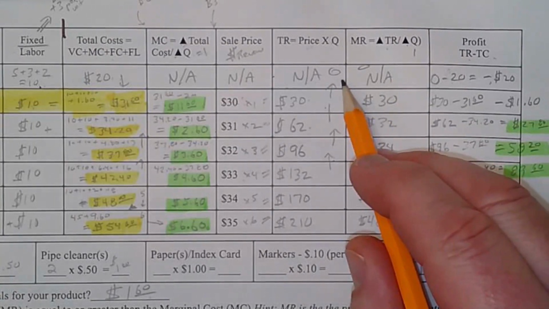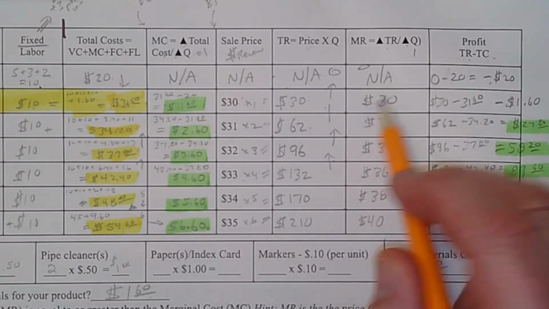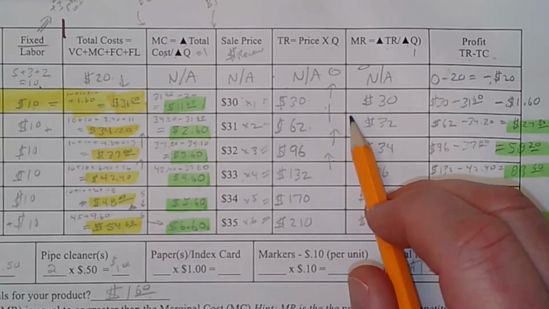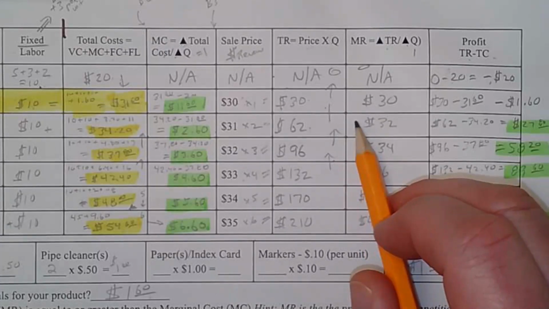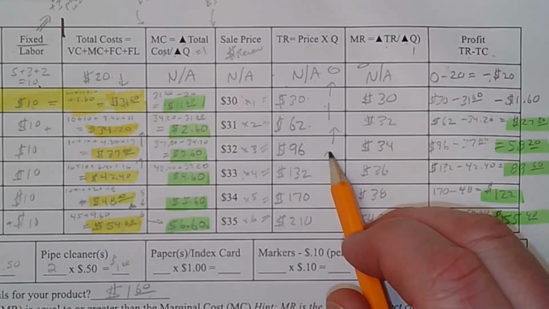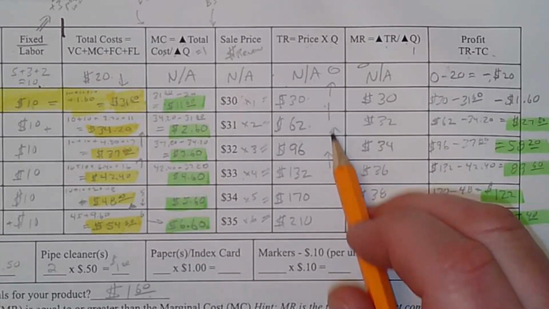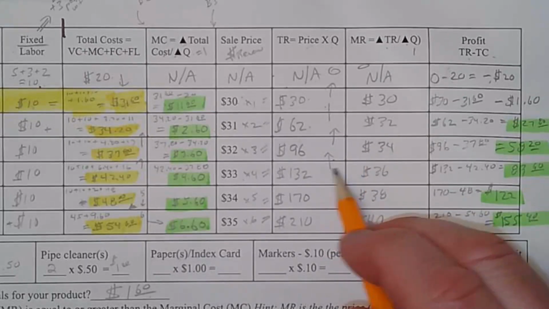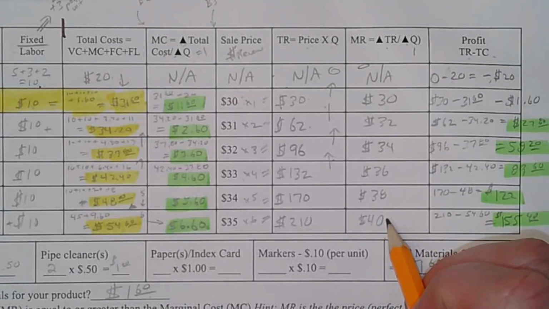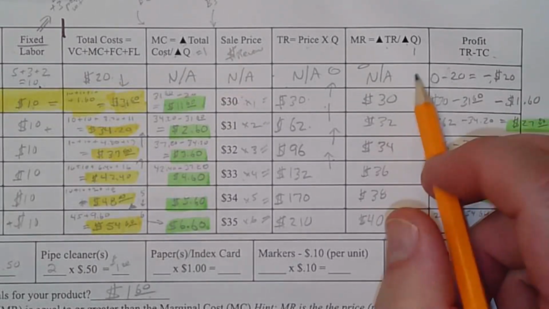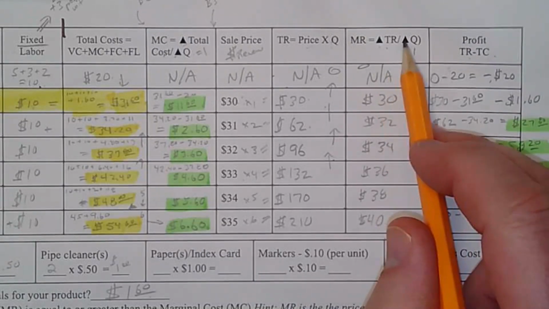So when I go from 0 to 30, divided by 1, my marginal revenue is $30. And then when I go from 30 to 62, my marginal revenue is 32. When I go from producing 2 items to 3, it jumps from 62 to 96, which is 34, and on down and on down. You can see the pattern. It just goes up by $2 each time. So if you need to, pause the video and calculate all of your marginal revenues by taking your change in total revenue divided by your change in quantity.